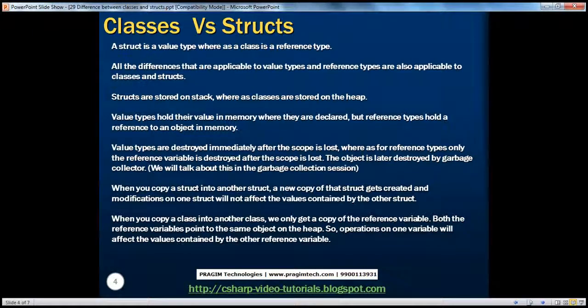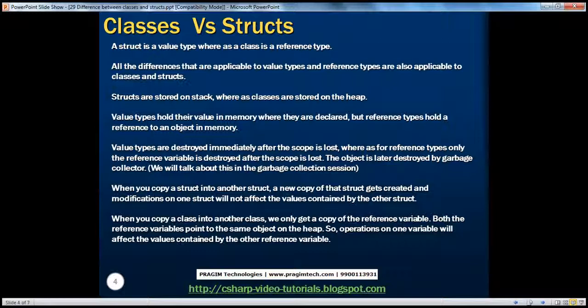Now, a structure is a value type, whereas a class is a reference type. Whatever differences there are between a value type and a reference type, all those differences are also applicable to a structure and a class. We haven't spoken about all the different types of value types and reference types that are available in .NET, so I thought we will be talking about the differences between value types and reference types at a later stage. But since we know that a structure is a value type whereas a class is a reference type, I thought this is the right time to talk about the differences between value types and reference types, though we will be talking about the specific value types and reference types in a later session.